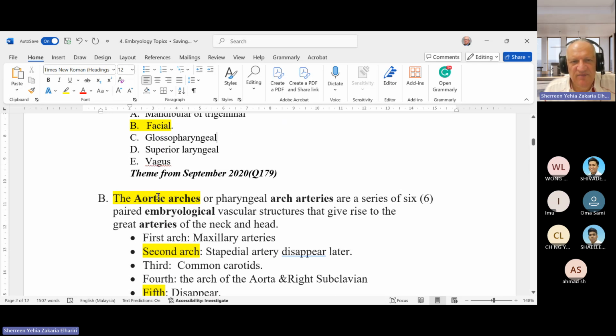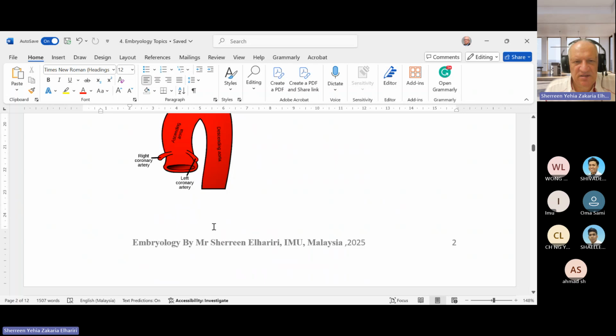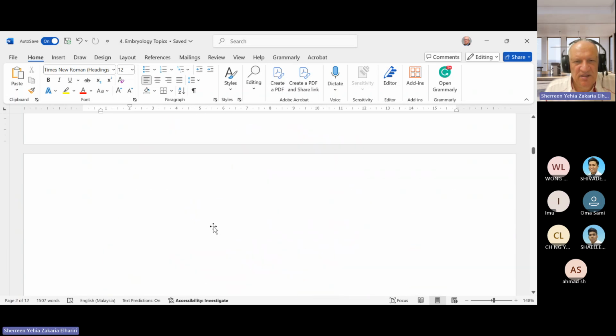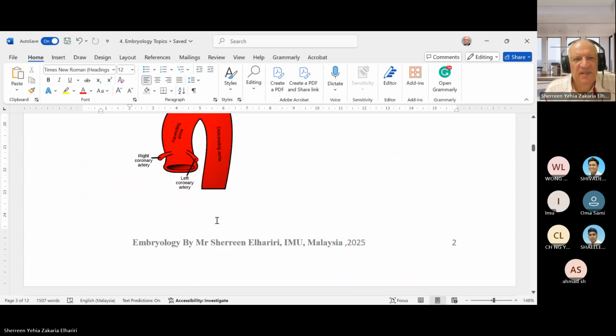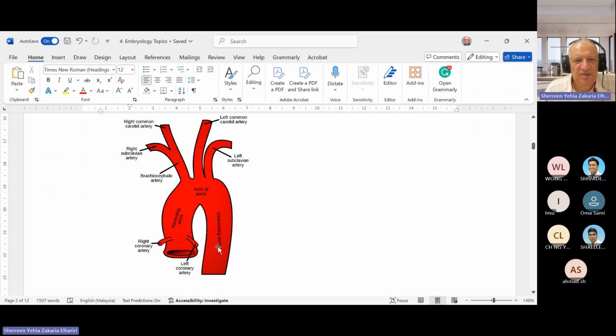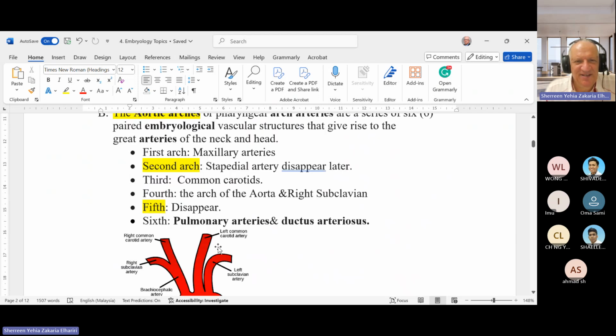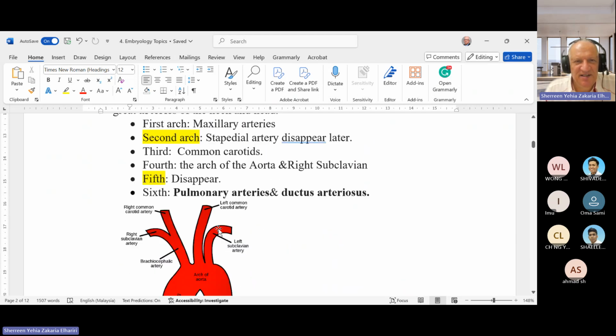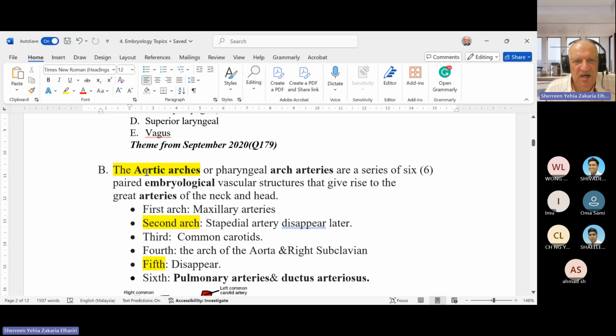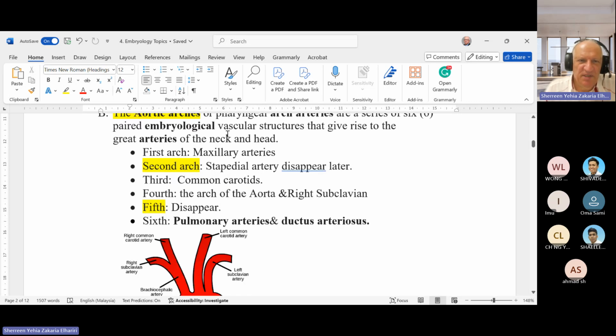After that, we have something called aortic arches, not the arch of the aorta. It is just to differentiate. So these are the aortic arches, or pharyngeal arch arteries. It is a six-paired embryological vascular structure. It is easy to remember.